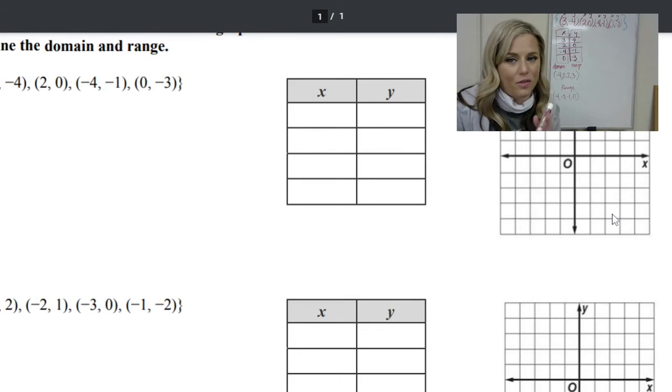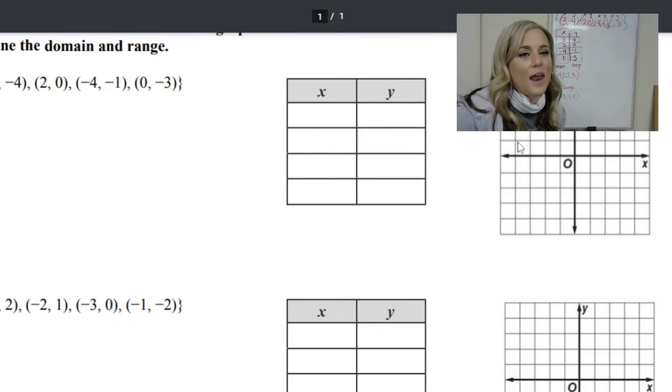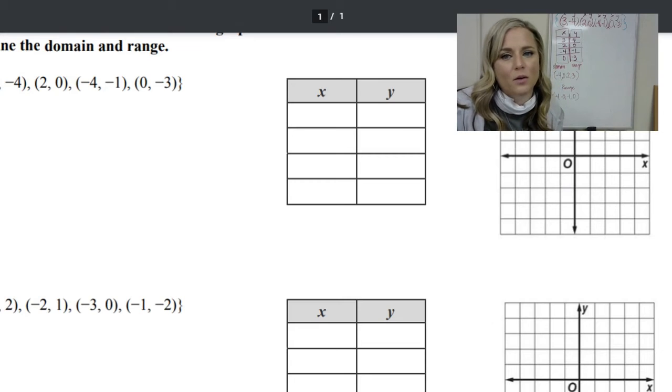I can't do that on this. Okay, and then the next set is 2, 0. So we would go over to 2, and we just put a dot because the Y is not moving. Then it's -4, -1. So we would go over 1, 2, 3, 4, and then go down 1. And then it is 0, -3. So we would go 0, and then we would go down 3 and put a dot.